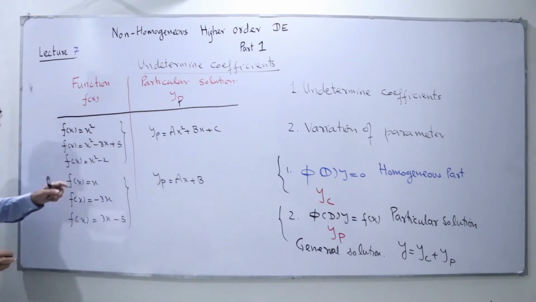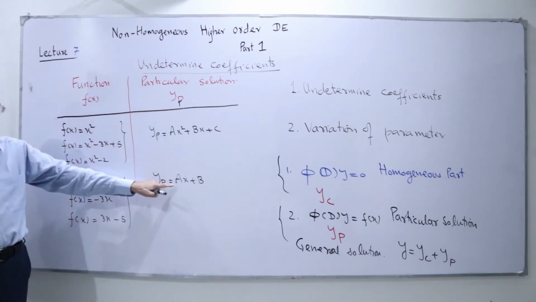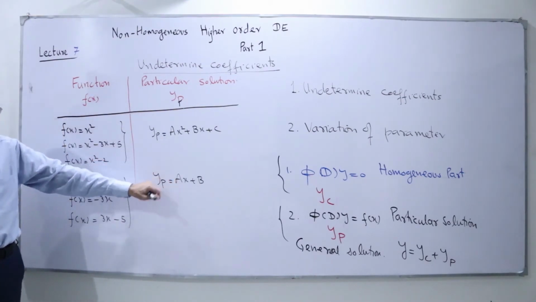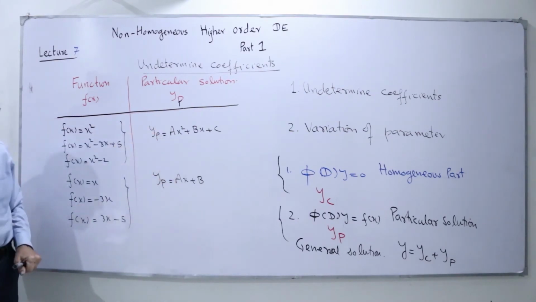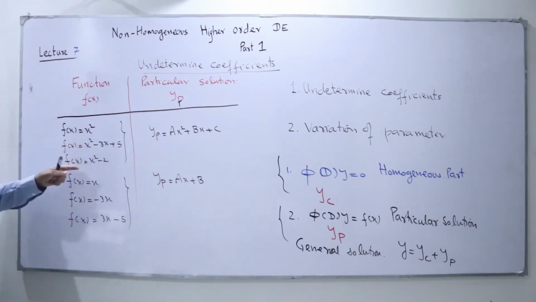The idea is that yp is a function of degree 1 for degree 1, of degree 2 for degree 2, and in any polynomial function, of any form, we can have this equation. Now this is for the case when we have the polynomial function.